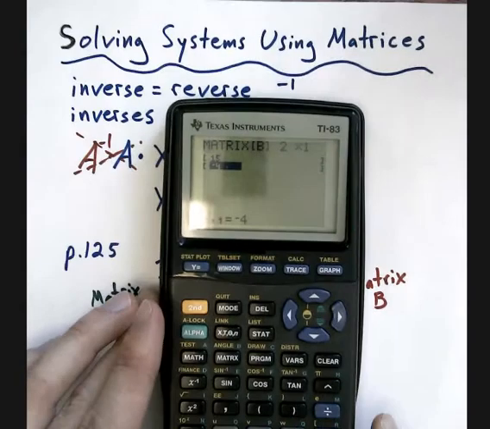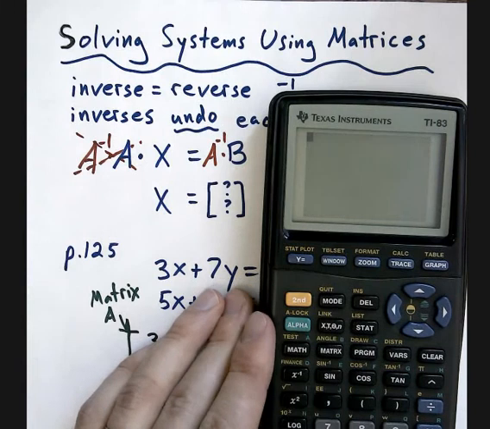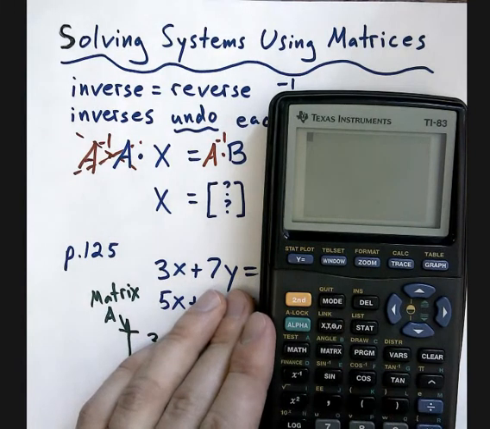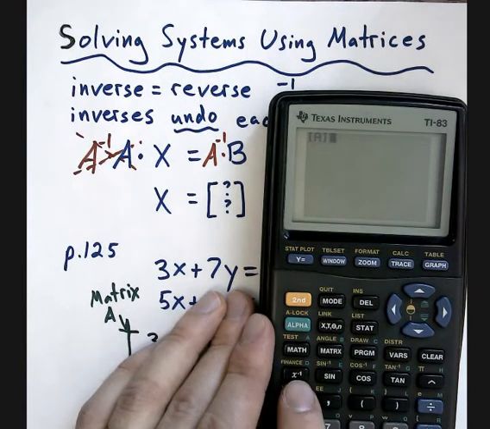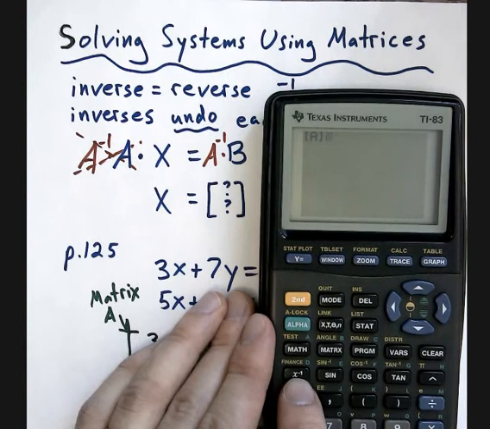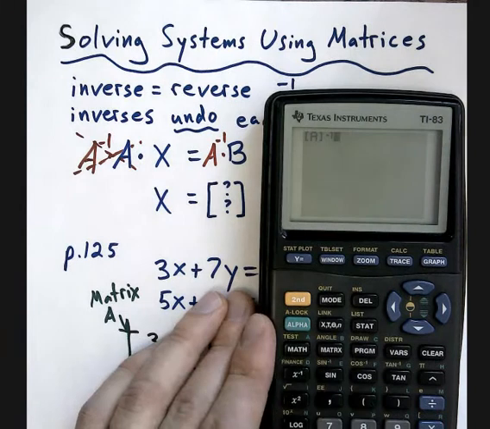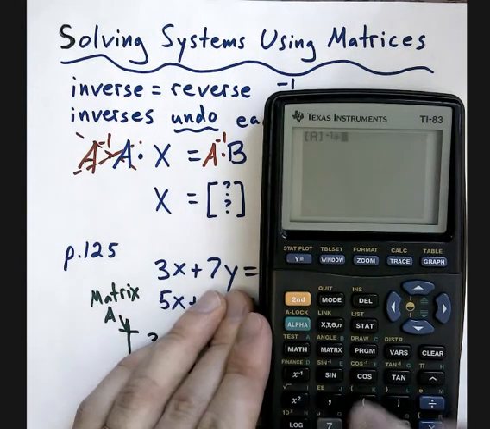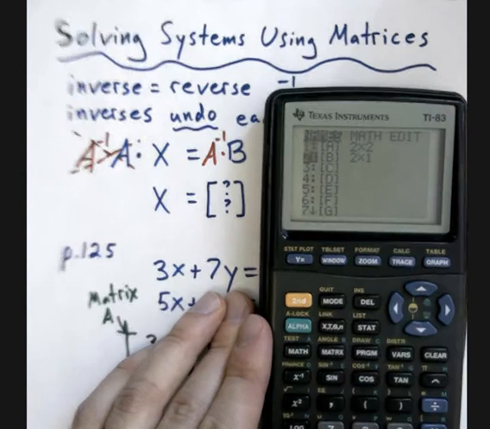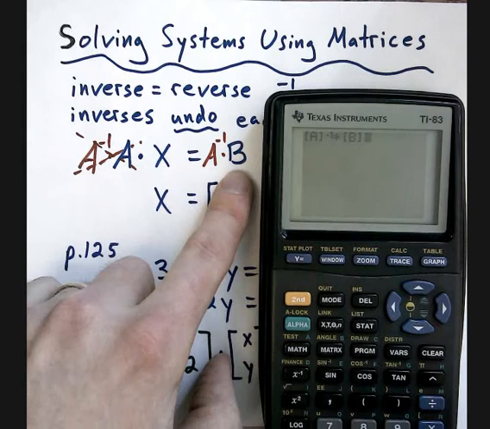I'm going to quit, back to my home screen. I'd like to type inverse of A. So first I need to find A. It's back under my matrix button. Push enter. The inverse button is right here under math. And there it is. Inverse of A times B. So times, back to matrix, down to B, enter. Let's check. Inverse of A times B, enter. Aha.